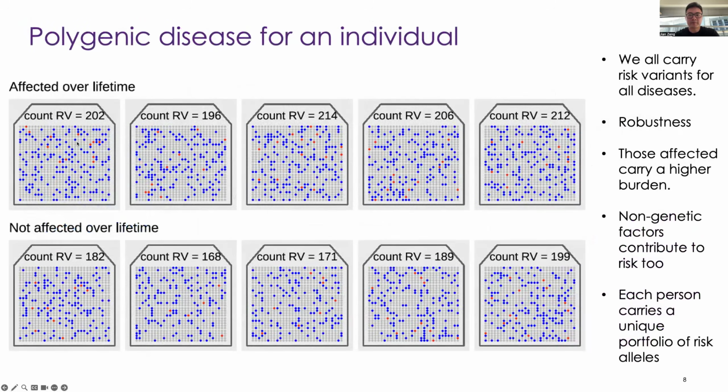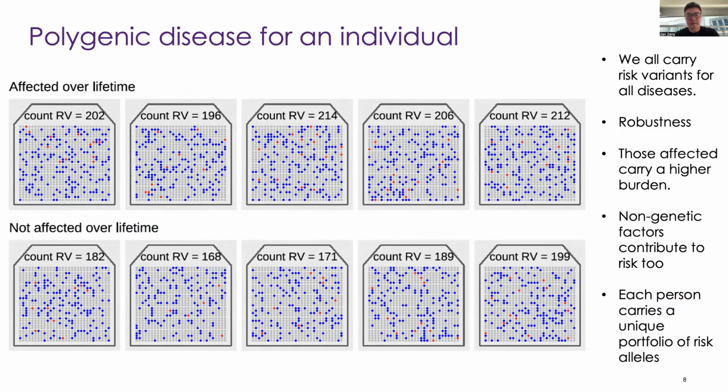So here we have a group of people who got the disease over lifetime on the top, and on the bottom, these are the individuals who didn't get the disease over lifetime. You may have noticed that there is a lot of variation, but overall, individuals are not dramatically different to each other. We all carry risk variants for essentially all common diseases. This is normal and reflects the biological robustness.